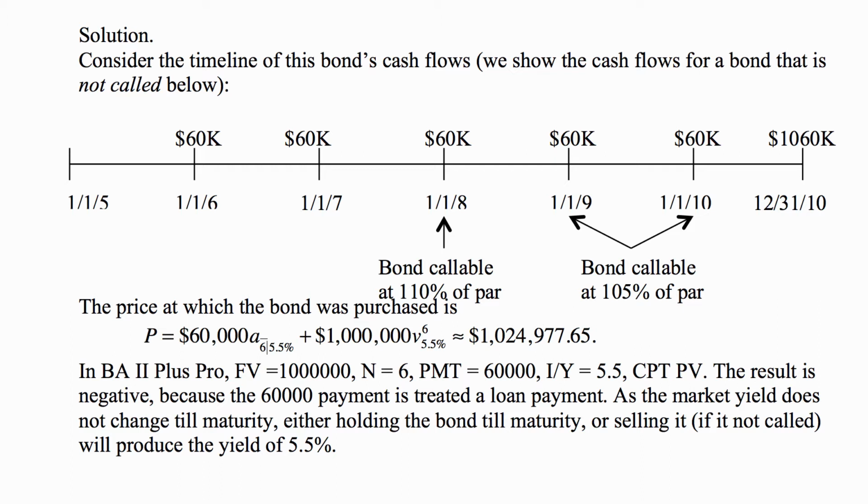The price at which the bond was purchased is 60,000 angle 6 at 5.5% plus $1 million discounted over 6 years at 5.5%. That's the standard formula for the price of a bond, and that's 1,024,977.65. If you're doing this in BA II Plus Pro, you enter the future value, the redemption value of $1 million, and the 6 payment is 60,000. I/Y is 5.5, compute present value. The result is negative because the 60,000 payment is treated as a loan payment.